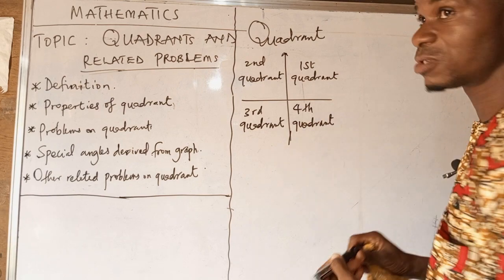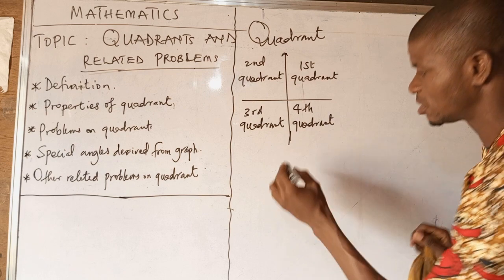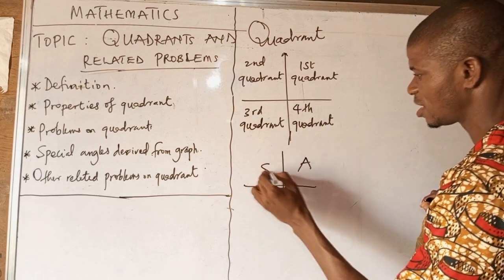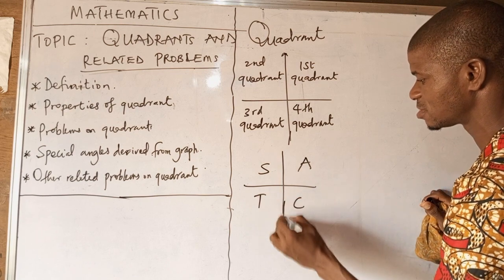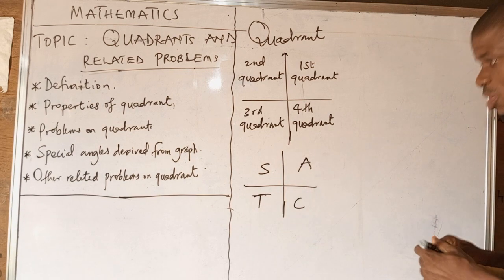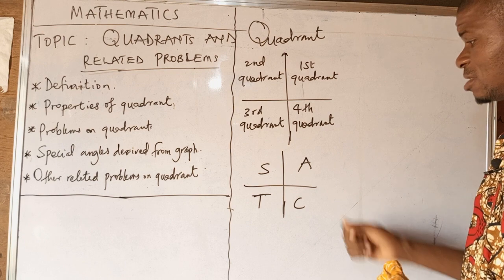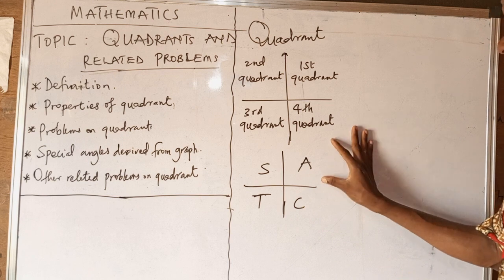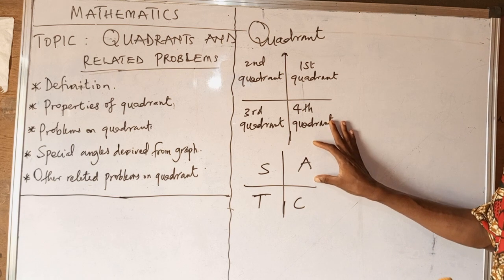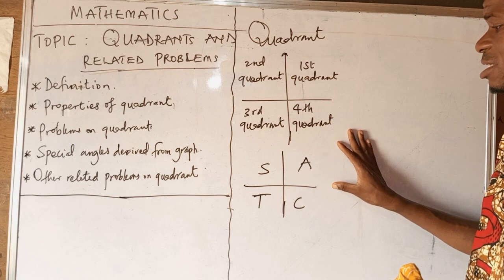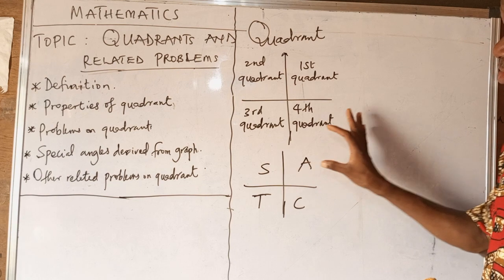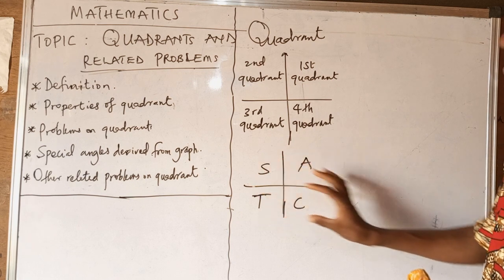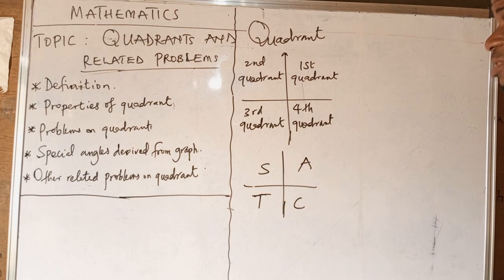So based on these four quadrants, we can narrow it down to this: A, S, T, C. And I'm going to show you how we arrive at this A, S, T, C. So all these letters stand for what? A here means all three ratios are positive. S here stands for sine, T here stands for tangent, and C here stands for cosine.